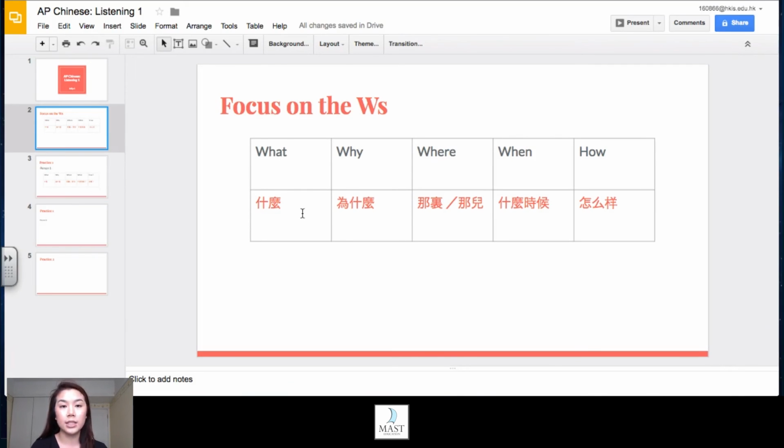What in Chinese is 什么? Why is 为什么? Where is 哪? When is 什么时候? How is 怎么样? And then just a quick example for all of these.